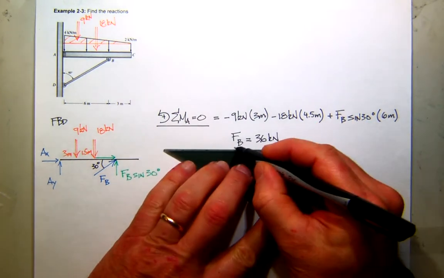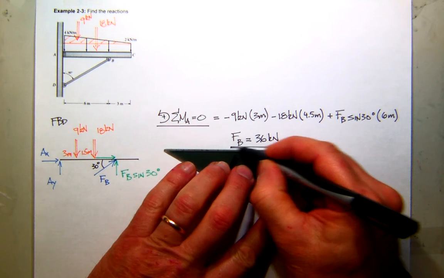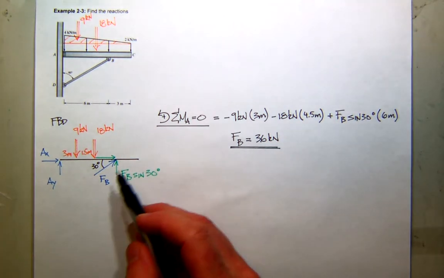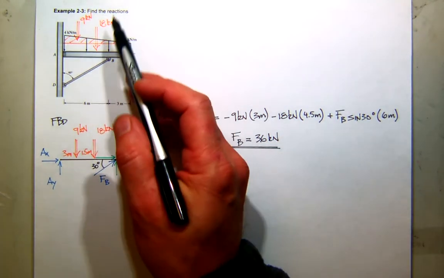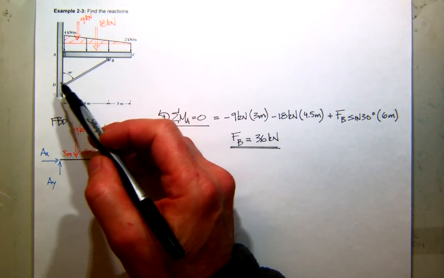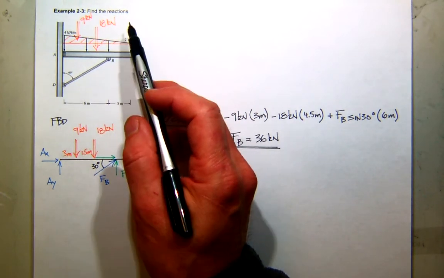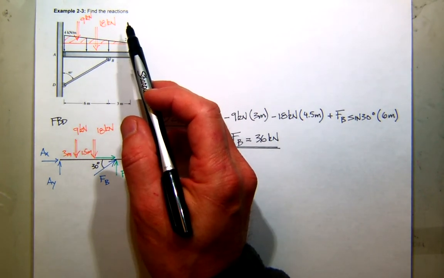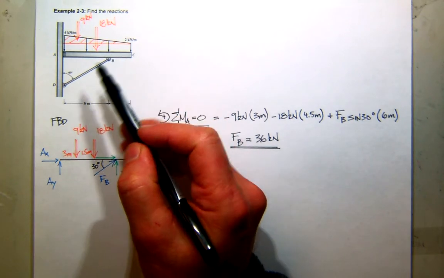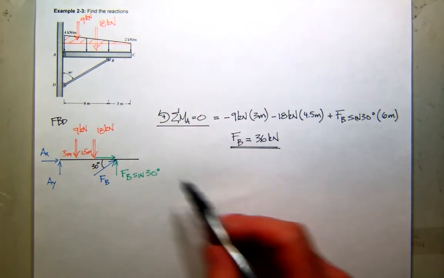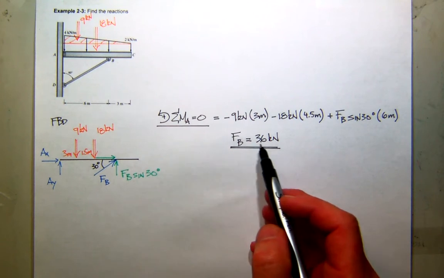36 kilonewtons. It came out positive, so I did assume the right direction. Now that should make a lot of structural sense to you. With all this load acting down due to gravity, this link better be pushing up to support that. If it has to pull down to keep things in equilibrium, something's not going right. So this makes sense that it would be up, positive.